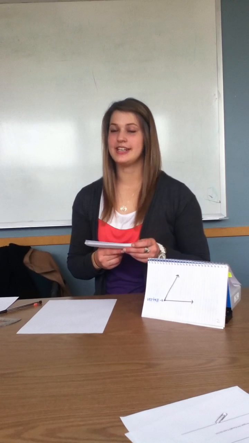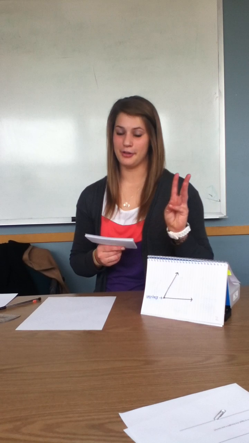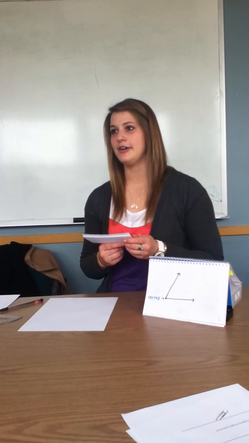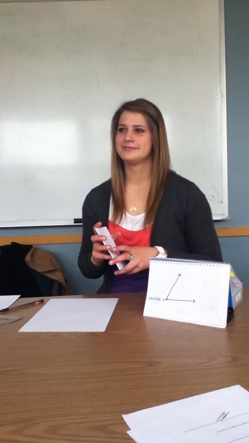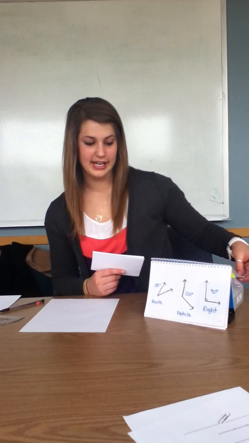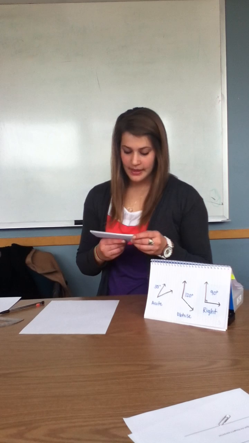Angles are categorized in a variety of different ways, but in today's lesson, we're only going to talk about three. The three we're going to talk about are acute, obtuse, and right angles. Can anyone tell me the difference between the three? I just know that acute is all the same size. Good. All right, so yes, acute is less than 90 degrees, obtuse is greater than 90 degrees, and a right angle is 90 degrees. Awesome.